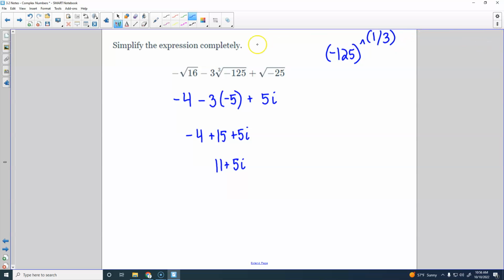Now, with the cube root, that negative does not become an I, right? That negative is the negative in the -5, right? So then you're doing -3 times -5, which does give you the +15. But this negative right here, it becomes the I, so we don't change that positive sign right there. And so when we combine, we should get 11 plus 5i. Okay, here.